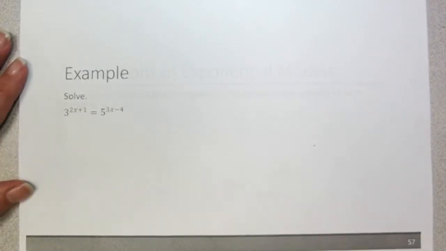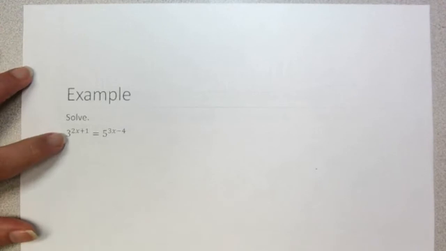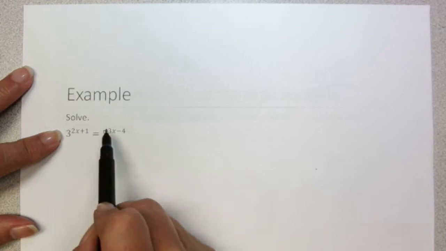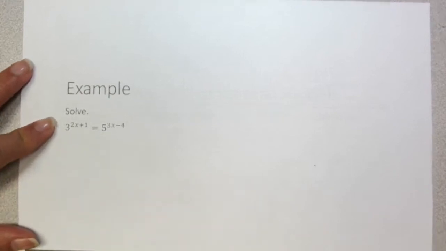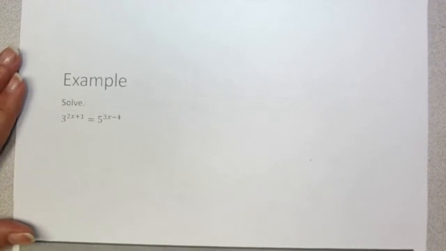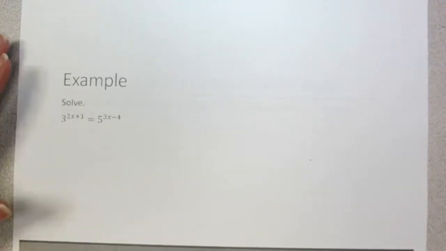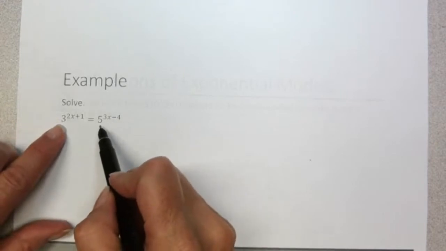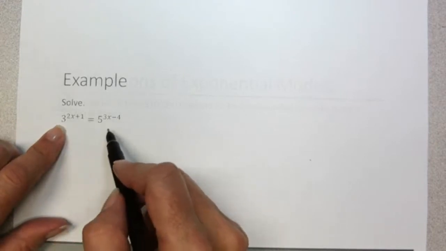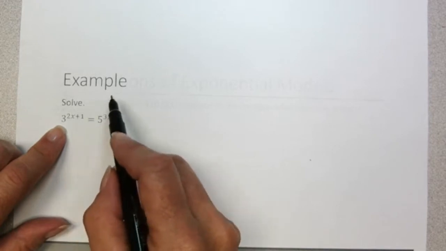Let's do one more example here. Look at this guy. It's an exponential equation, but look at this. I've got a variable in the exponent on both sides. That's different than anything we've seen, isn't it? Well, we've only talked about establishing the same base, which we can't do between 3 and 5, or converting to log form, and I could do that, but it's going to be kind of messy.